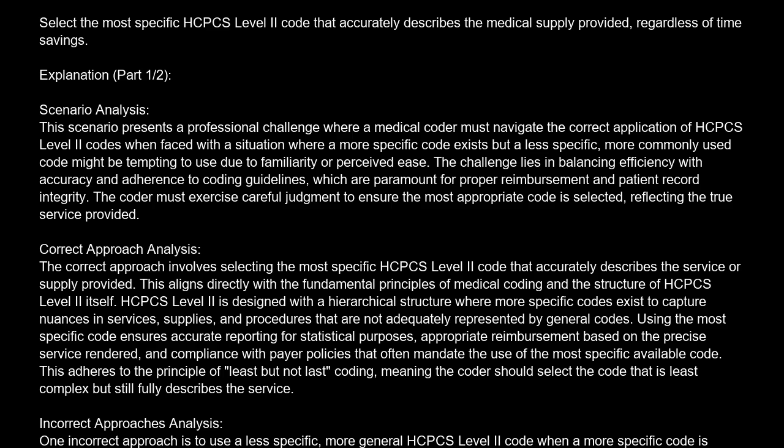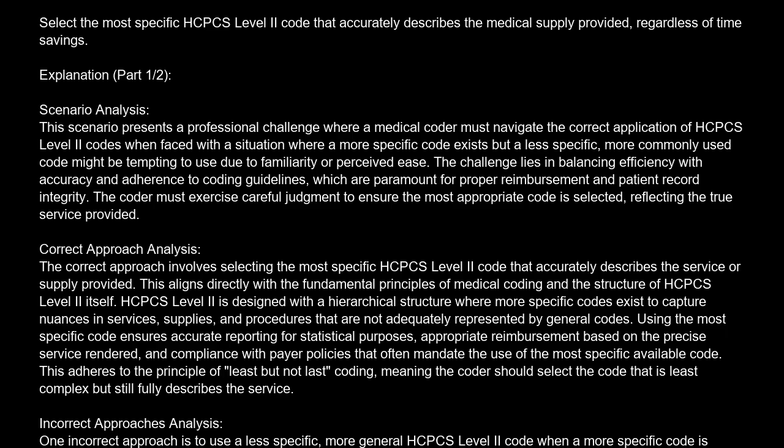HCPCS Level II is designed with a hierarchical structure where more specific codes exist to capture nuances in services, supplies, and procedures that are not adequately represented by general codes. Using the most specific code ensures accurate reporting for statistical purposes, appropriate reimbursement based on the precise service rendered, and compliance with payer policies that often mandate the use of the most specific available code. This adheres to the principle of least but not last coding, meaning the coder should select the code that is least complex but still fully describes the service.